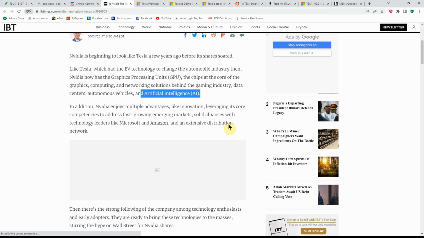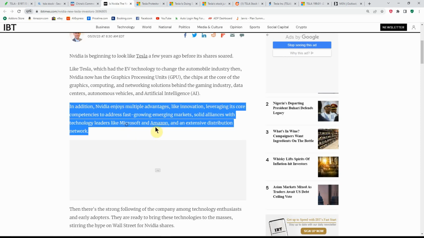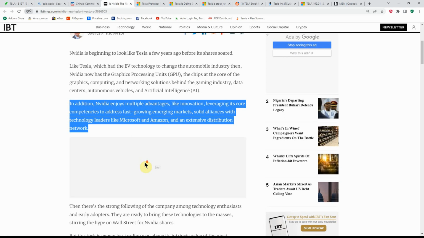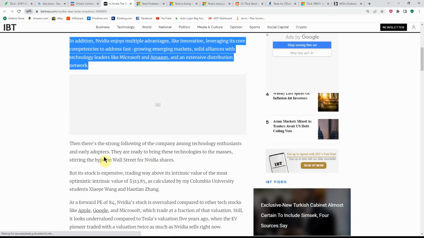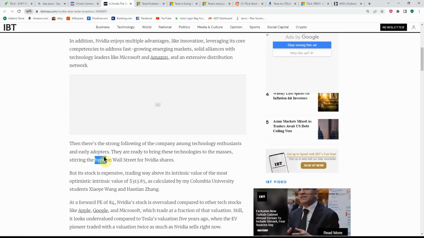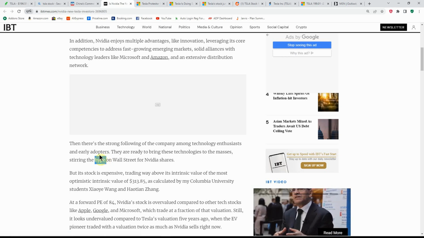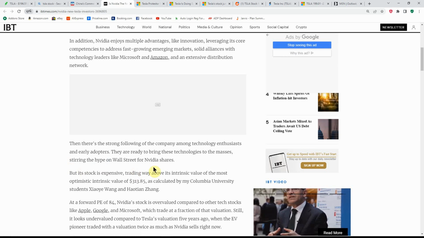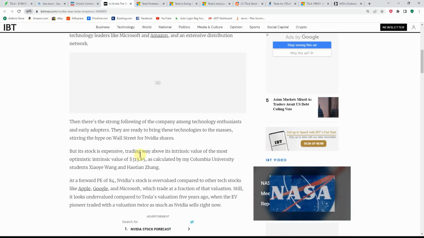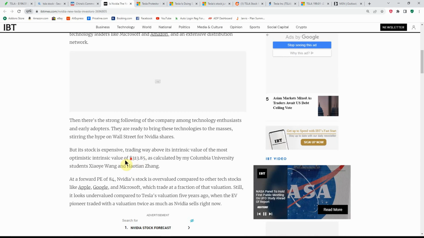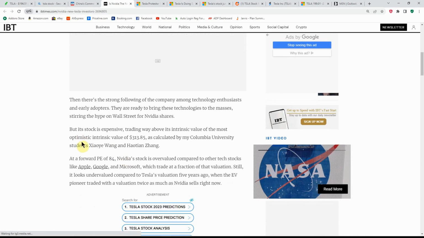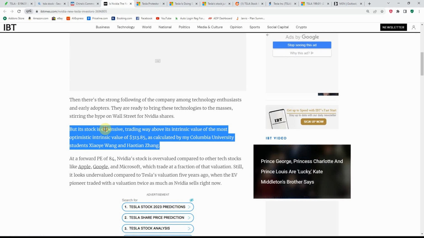NVIDIA enjoys multiple advantages like innovation, leveraging its core competence to address fast-growing emerging markets, and solid alliances with technology leaders like Microsoft and Amazon. Microsoft, Amazon, Google, quite a few stocks were riding the wave of NVIDIA with the AI, so there's a strong following of the company among technology enthusiasts and early adopters. They are ready to bring these technologies to the masses, stirring the hype on Wall Street for NVIDIA shares. But it's expensive.